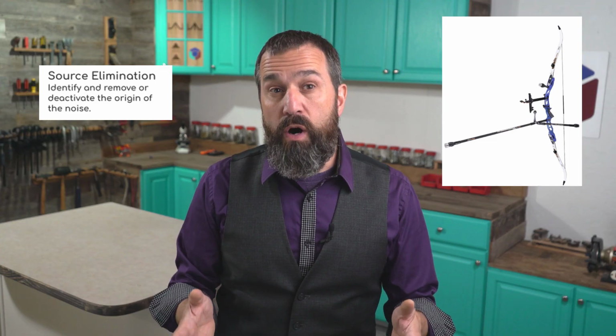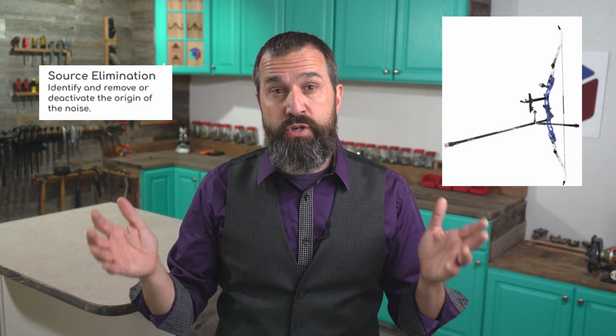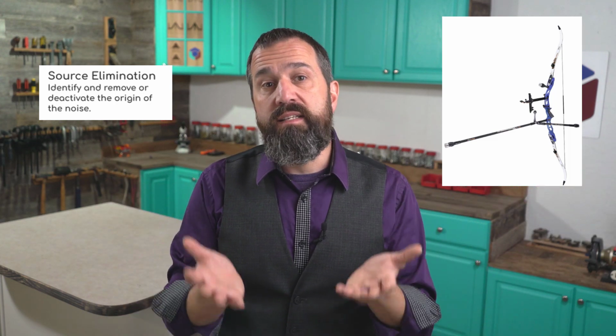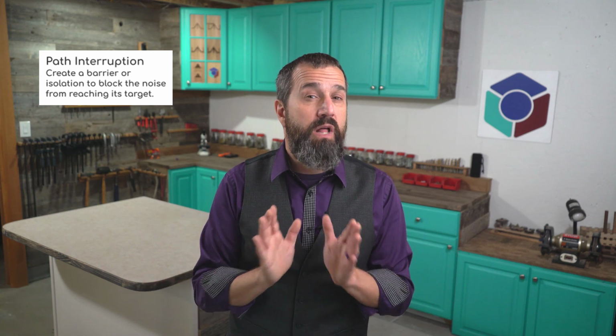The cam designs on bows have advanced a bunch over the years to ensure more consistent transfer of force, so they're more robust against the system interaction example that I mentioned earlier. The next strategy is the path interruption strategy. Now, this is when you create a barrier or isolation to block the noise.